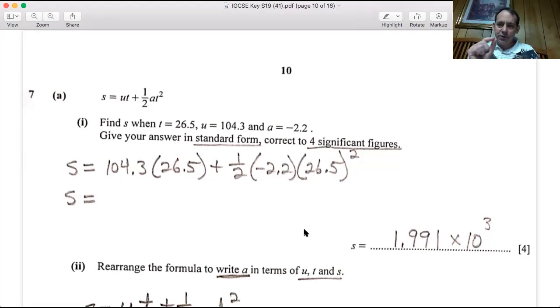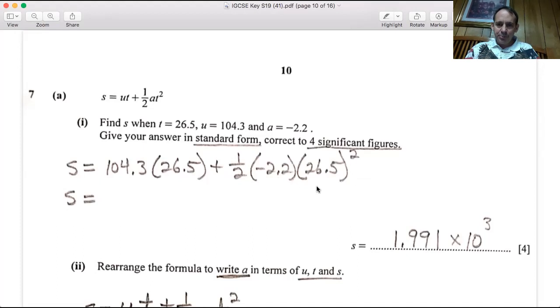Then it will give you numbers. You need to enter a number from 0, I think it is, to 9. And because this wants 4 significant figures, you're going to hit the number 4. And after you've done that, you can just go ahead and plug your values in. So notice the U is 104.3 times the T, 26.5, plus 1/2. A is a negative, so don't forget the negative, and then T squared.